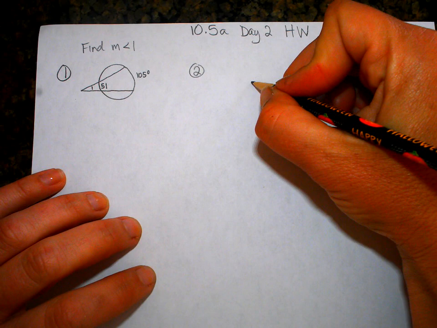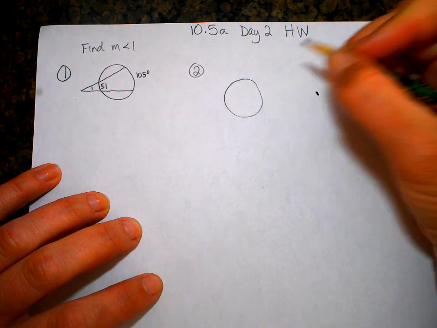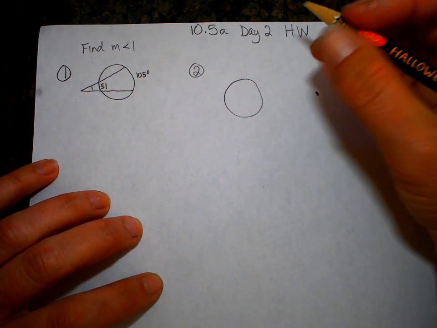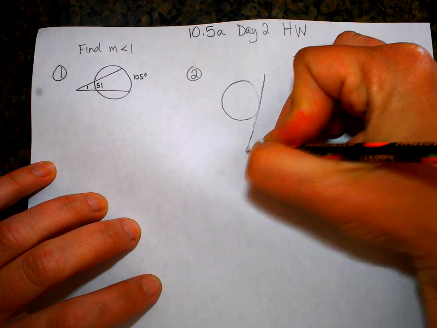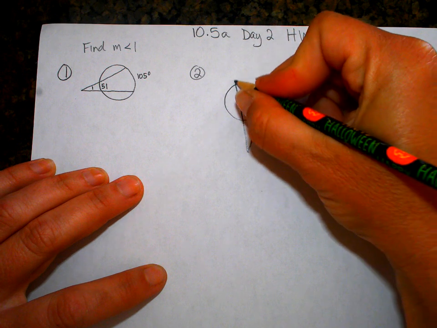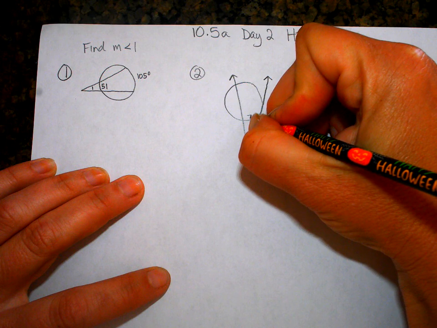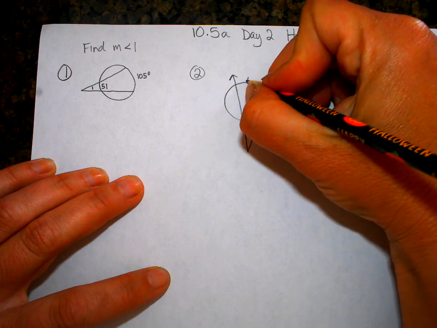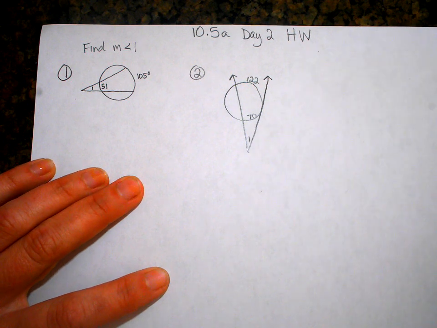Draw another circle. My kids are playing, and it's like they're loud, and so line tangent like this. So I'm gonna do another one through it. This one is going to be 70 degrees. This is 122 degrees, and here's angle 1. So your job is to find the measure of angle 1.